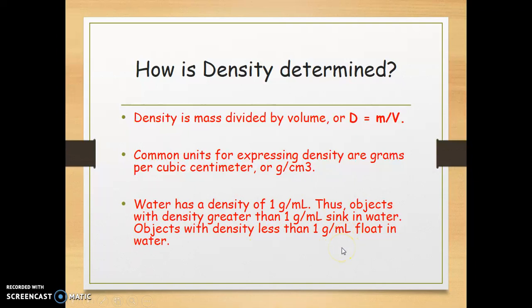If you take a swimming pool and put a beach ball in the pool, it's going to float, and that's because the density of that beach ball is less than 1 gram per milliliter. But if I put a rock in the swimming pool, that rock is going to sink because it has a density greater than 1 gram per milliliter.